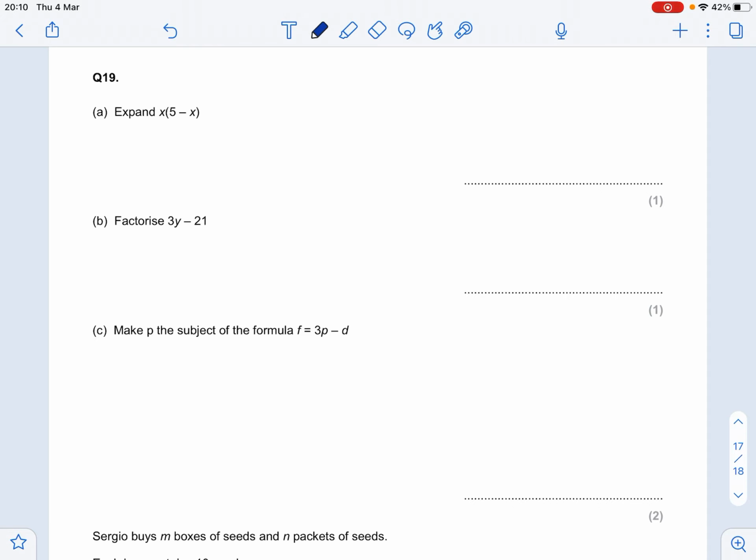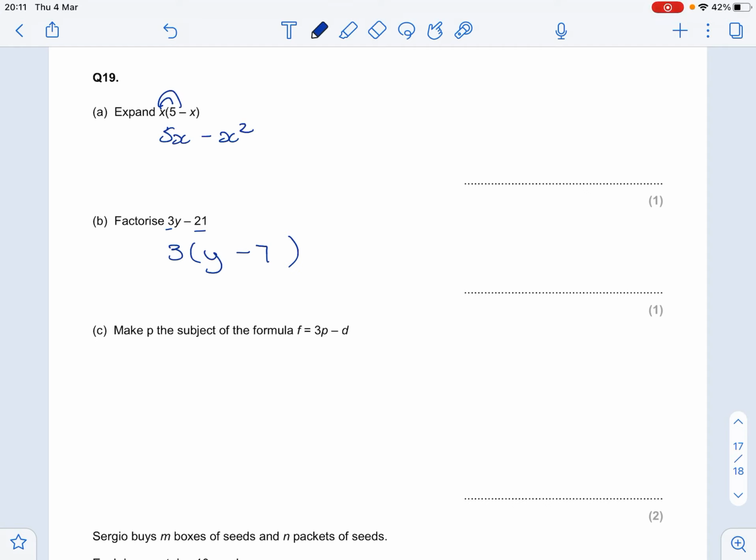Question 19. So we're expanding our bracket. So x times 5 is 5x. And x multiplied by minus x is minus x squared. Then factorizing again, looking at our numbers, we take the common number, which is 3, outside the bracket. 3 times y is 3y. 3 times minus 7 gives you minus 21.